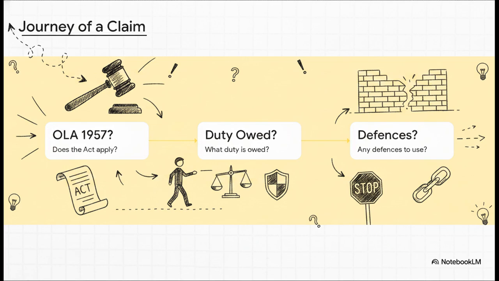Think of this whole explainer as the journey of a claim. It's essentially a precise three-step flowchart that you can rely on when the clock is ticking in that exam hall. First, does the 1957 Act even apply? Second, what specific duty is owed? And third, can the occupier wiggle out of it or reduce their liability using defenses?